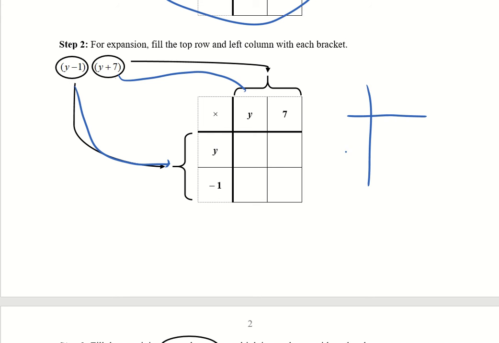Okay, it's like drawing a tic-tac-toe, if you want to think of it in a simpler way. And then put the multiplication frame here. So you can also put your y plus 1 at the top and y plus 7 at the bottom. It doesn't really matter, you can switch them around. But yes, one bracket per column, one bracket in the first row.